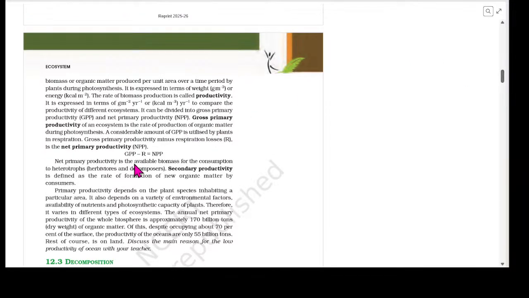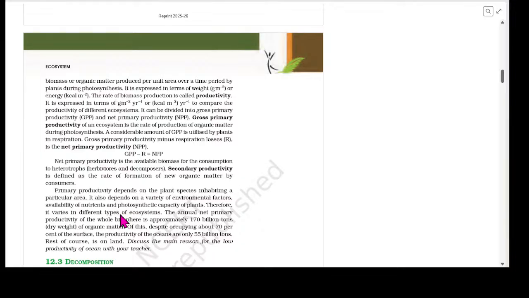Net primary productivity is the available biomass for the consumption to heterotrophs, which includes herbivores and decomposers. Secondary productivity is defined as a rate of formation of new organic matter by the consumers. Primary productivity depends on the plant species inhabiting a particular area. It also depends on a variety of environmental factors, availability of nutrients, and photosynthetic capacity of plants. Therefore, it varies in different types of ecosystems.